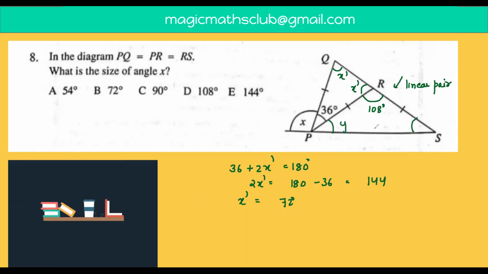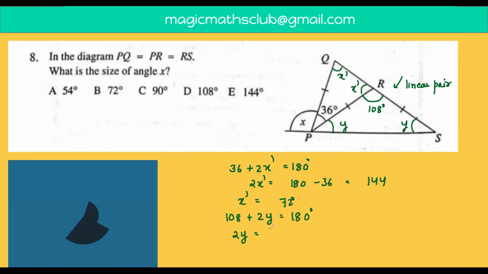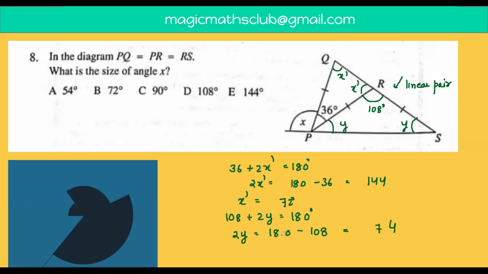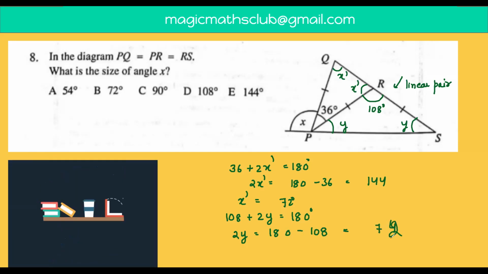So suppose these and these are y. So 108 plus 2y equal to 180 degrees. So y is how much? 180 minus 108, right? Everyone clear? 2y equal to 180 minus 108. So that gives you 72 degrees. So y is how much? 36 degrees. So this y is 36 degrees.